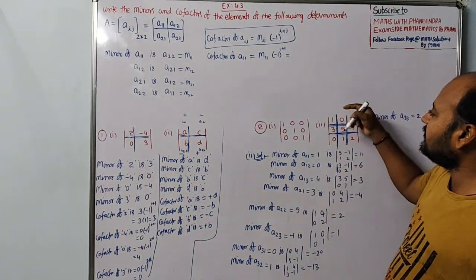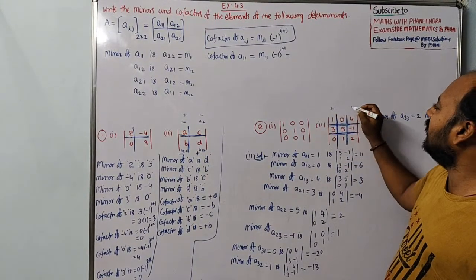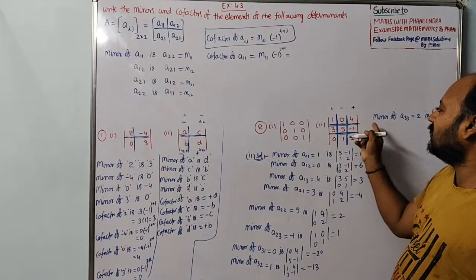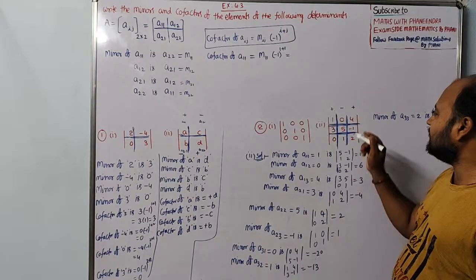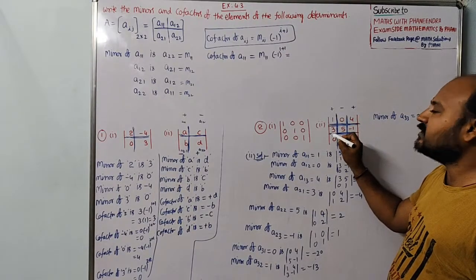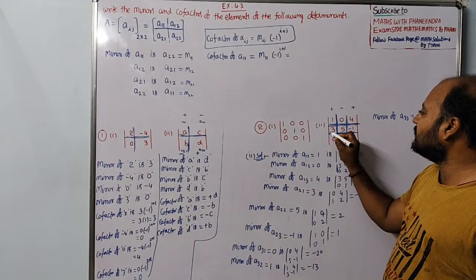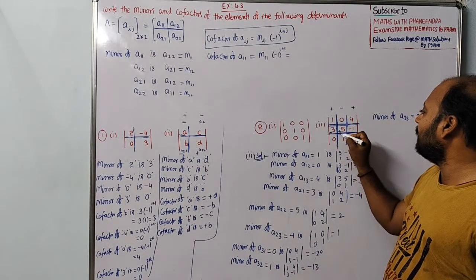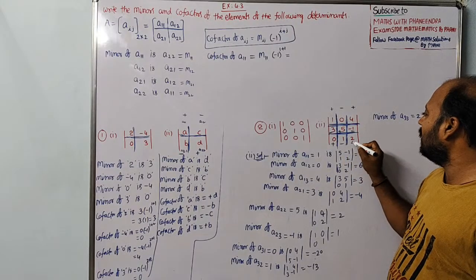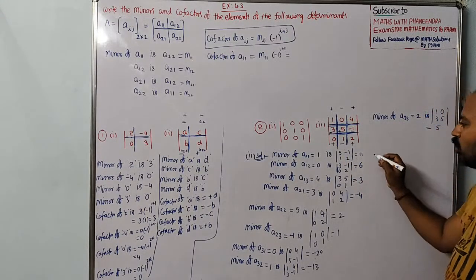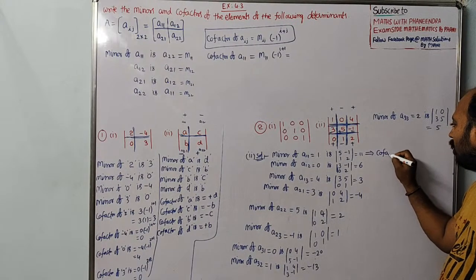Here, minus 1 whole power 1 plus 1, so it will be plus. Then it will be minus, then plus. Simultaneously it changes, minus, plus. After plus, second row first column will be minus, plus, minus, plus, minus, plus. So the cofactor immediately follows.